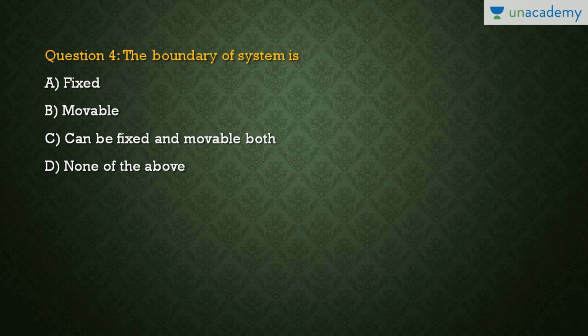Fourth question. The boundary of a system is. Do you know the answer? The boundary of a system is fixed as well as movable both. We have discussed this earlier. You can't say that the boundary of a system is always fixed. You can't even say that it is always movable. The boundary of a system can be fixed and can be movable. If you can remember, we have discussed the piston cylinder arrangement problem, right? So you must follow the previous 5 lessons so that you can answer these questions very comfortably. So the answer to this question is option C.